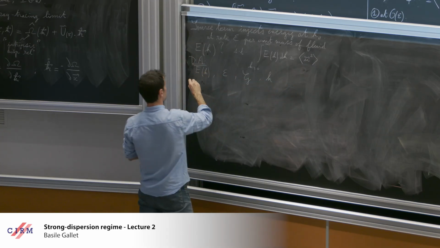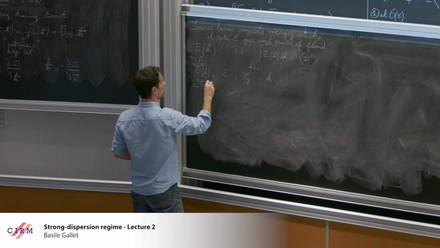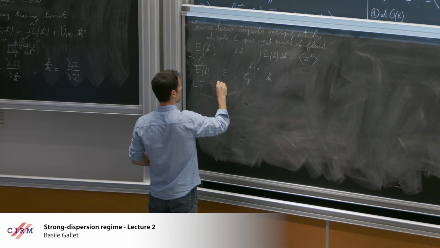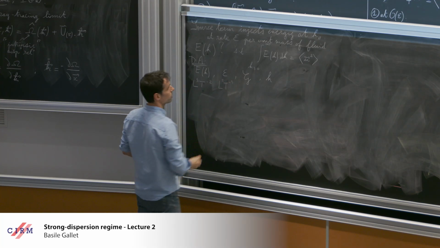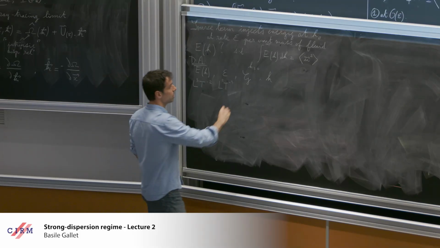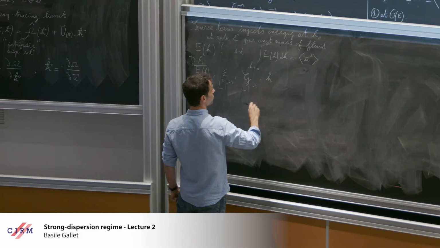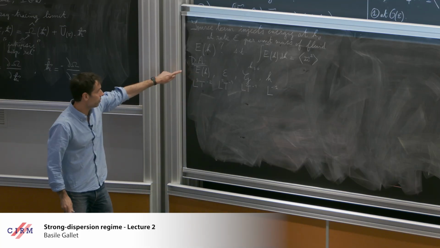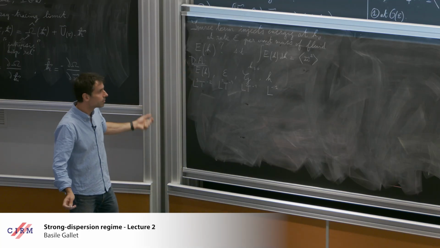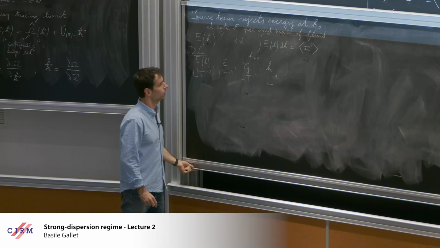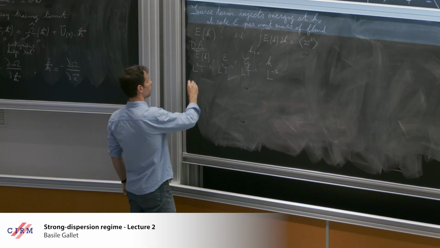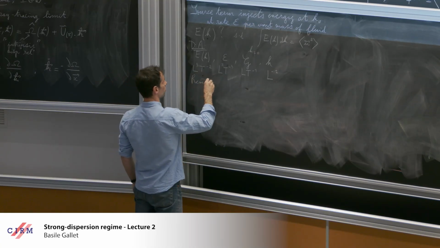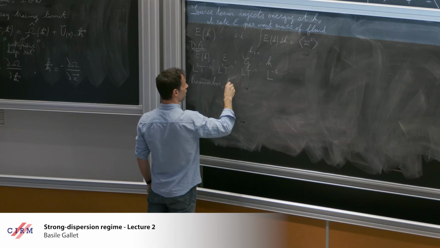E of k is L cubed T minus 2. Epsilon is the standard L squared T minus 3 of turbulence. G is a velocity, L T minus 1. k is an inverse length. At this stage, I have 4 parameters, 2 units. So I'm screwed. I have 2 dimensionless numbers. So you should remember that it's a linear problem.